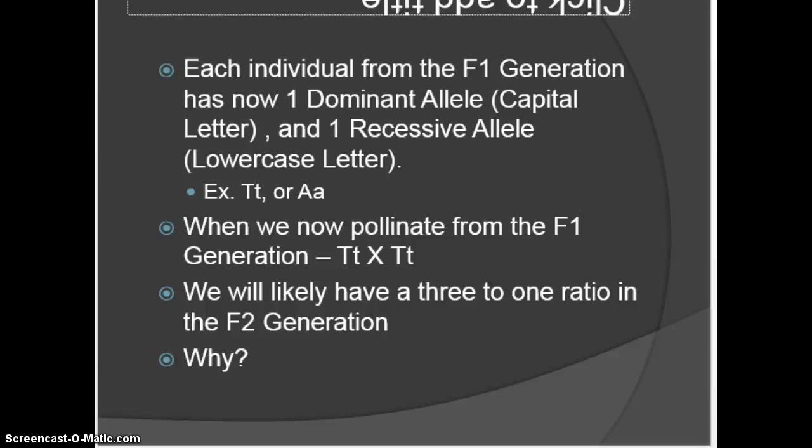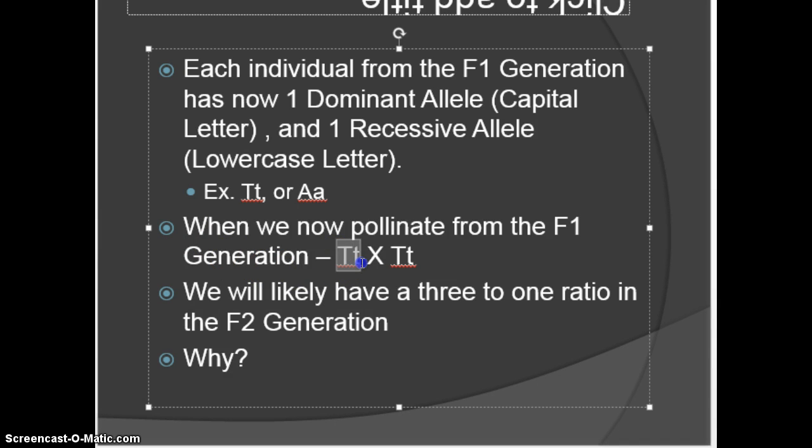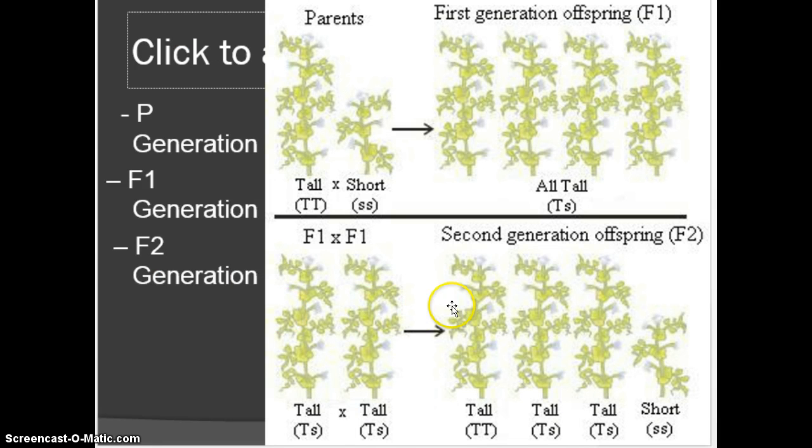When those are now pollinated together, you get dominant and recessive, and we will likely have a 3-to-1 ratio in the F2 generation. And if we look back here, this has to do with the combination. If the parents are each giving one of those to the offspring, there is that opportunity that we're going to get the recessive. And we're going to talk more about the math calculations in the next section.